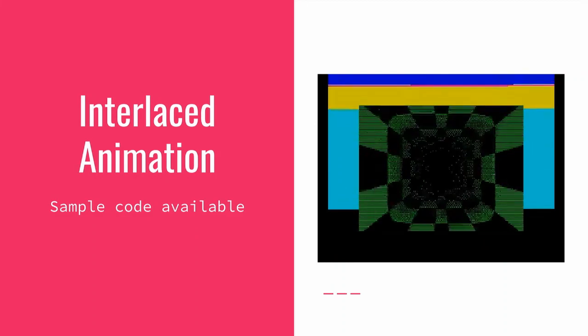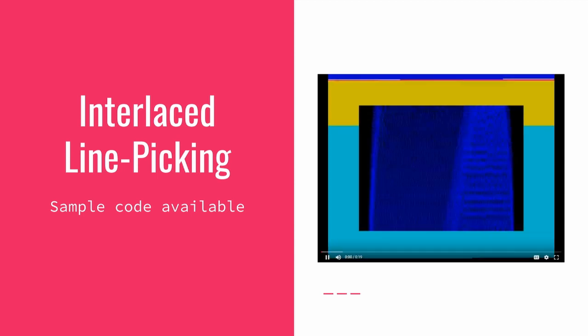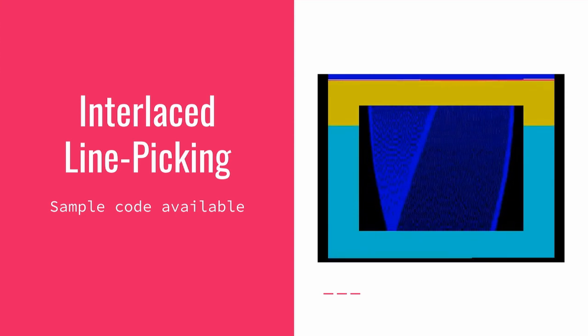And once you can do full screen animation, we can start doing line picking based effects, a staple of old school demo effects. So we can do full screen twister effects quite simply, and then you can extend to all the other line picking effects that are available.